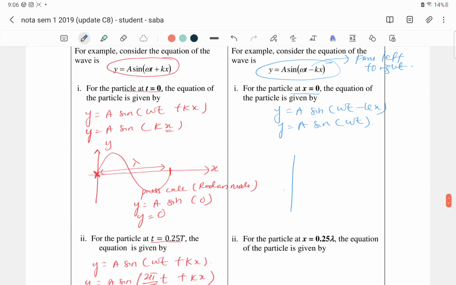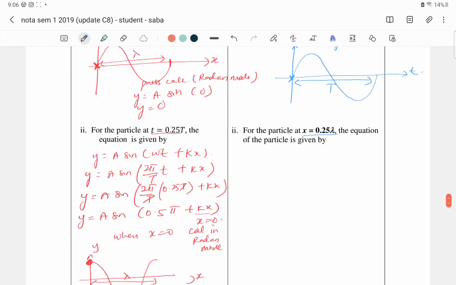Okay, so untuk graph sin omega t, y kita ada t. So when t kosong, kat sini kita nak tengok when t kosong, so kita buat y equal to a sin kosong. Okay, so bila a sin kosong, sin 0, kita akan dapat 0 juga. So the graph will be like this. So ini adalah kita punya period. Okay, so kita tengok pula when x equal to 0.5 lambda.